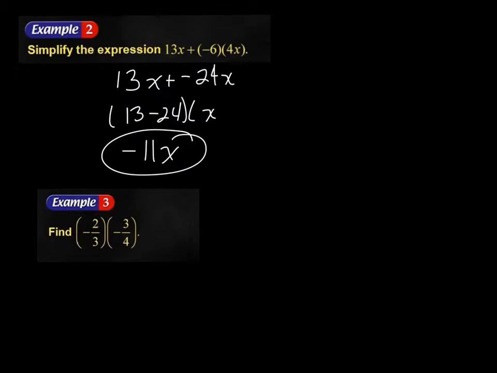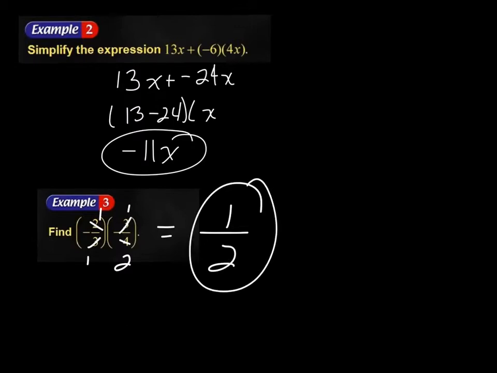The signs are the same. I have fractions, but I don't care. Signs are the same, so negative times negative is a positive. I could cancel, of course, the 2 and the 4 and the 3's. So 1 times 1 is 1, and 1 times 2 is 2.